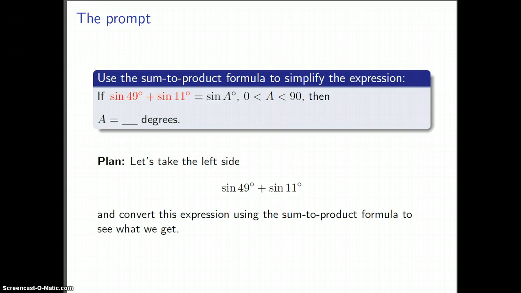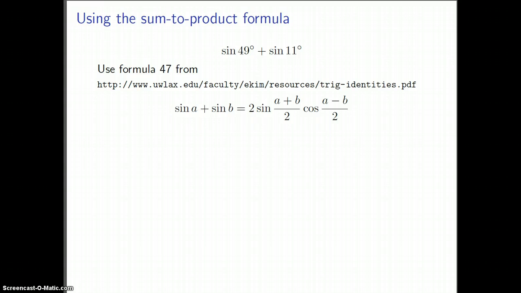The plan for this problem is to take the left side, highlighted in red, sine of 49 degrees plus sine of 11, and do what the problem suggests, which is to convert it first using the sum to product formula. Let's see what we get. So formula 47 from the trig identities reference sheet, you see the link to that right here. Here's the formula, so we're going to plug in A is 49 degrees and B is 11 degrees. So that formula at the top will convert to look like this right here.